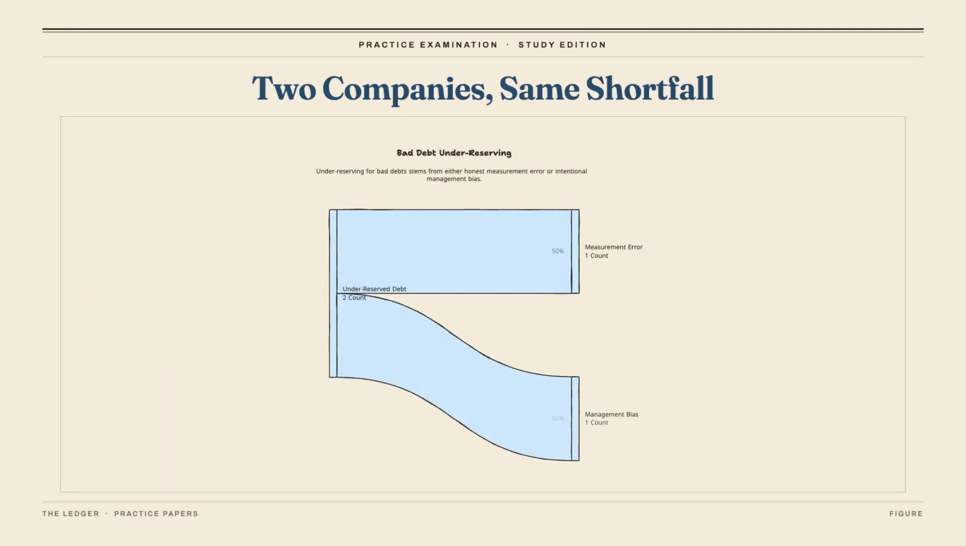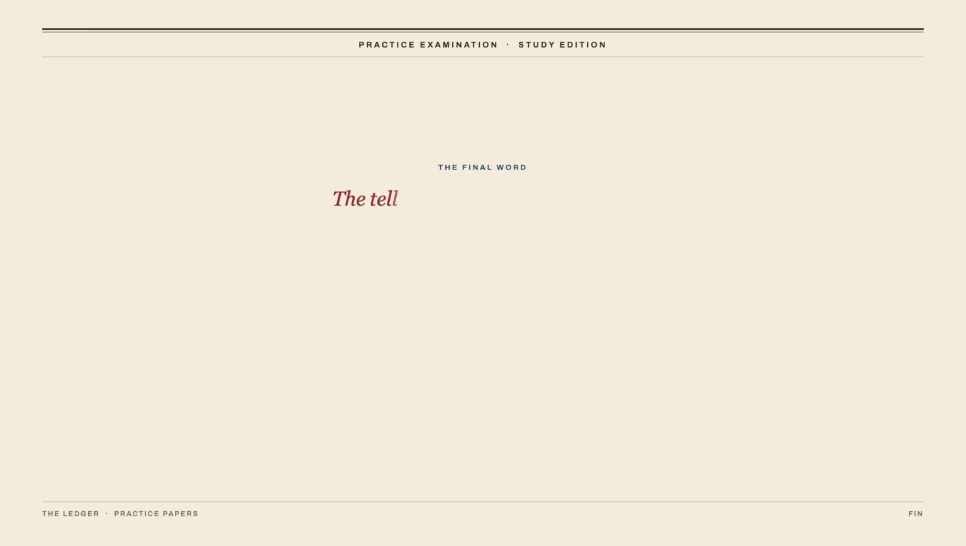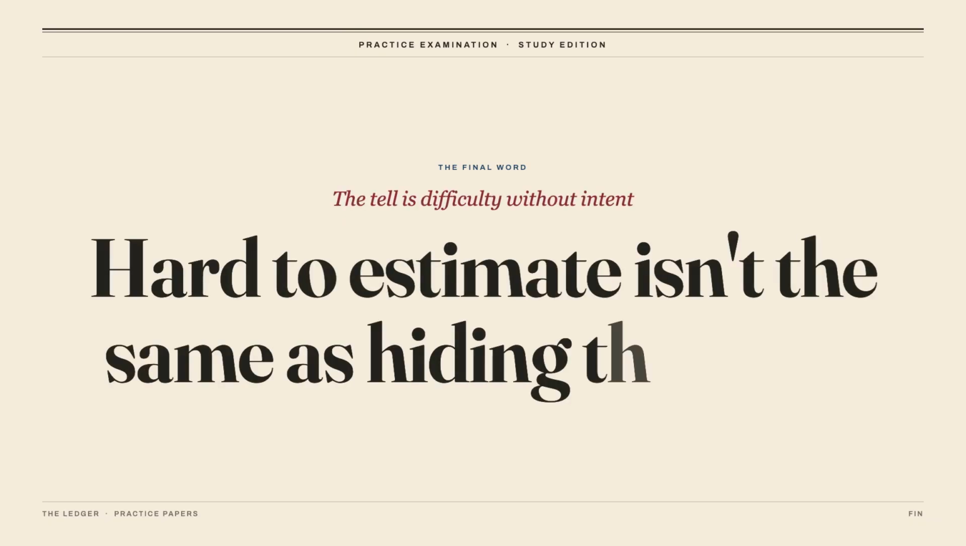Picture two companies that both under-reserve for bad debts. One faced an unprecedented downturn no one could have predicted. The other knew collections were deteriorating and kept the reserve low anyway to protect the quarter. Same shortfall, opposite meaning. The defining feature of measurement error is the absence of intent, a good faith estimate that reality simply outran. Recognizing that difference from deliberate bias is central to judging which company's numbers truly deserve skepticism.